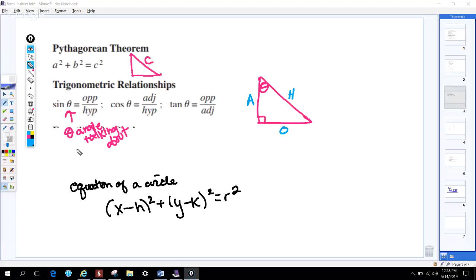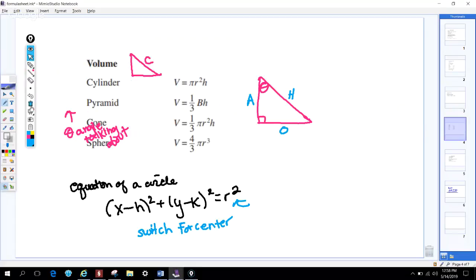Okay, next. Equation of a circle. Don't forget that you have to switch the signs to get the center. And also, please remember that the radius is squared. So you might have to take the square root to get the radius or square it.